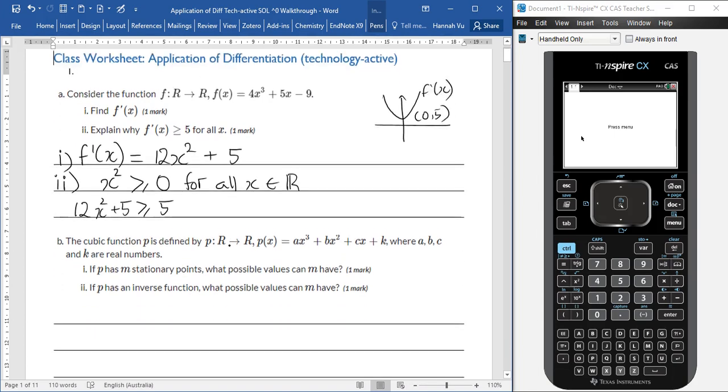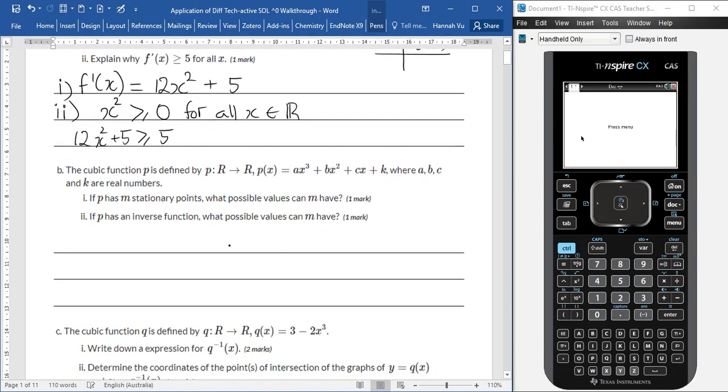And then you have part B. So now in B, instead of having numbers, you have more pronumerals. Try not to get intimidated by that. The cubic function P is defined by P: R to R, so domain still R and codomain still R, and P(x) equals ax cubed plus bx squared plus cx plus k, where a, b, c, and k are real numbers.